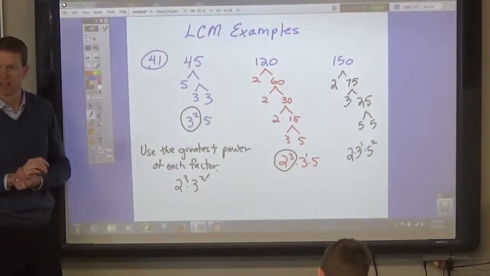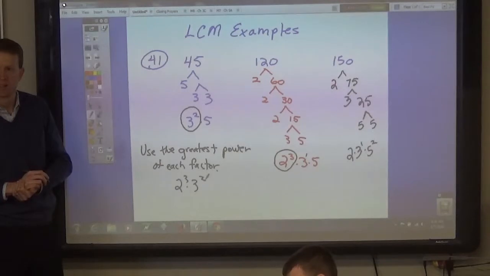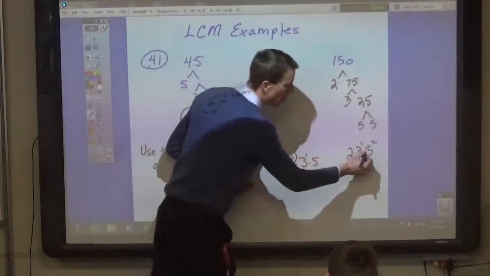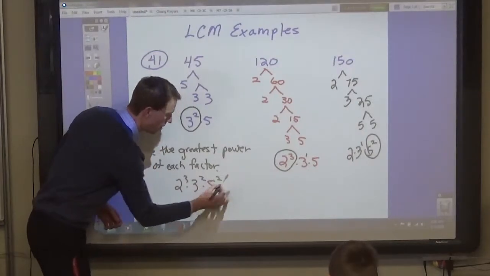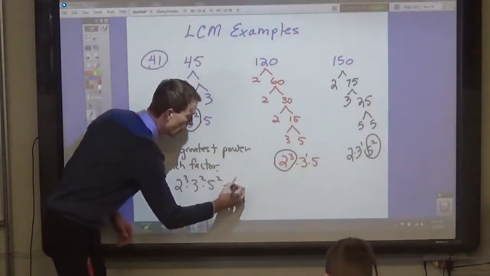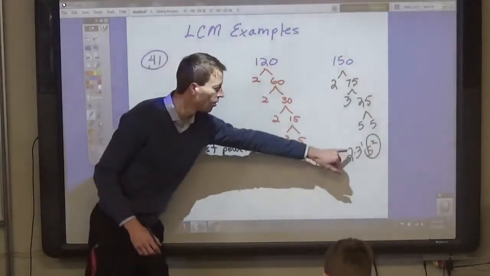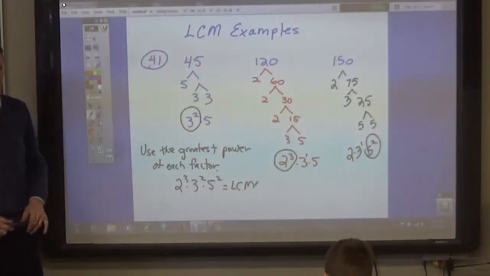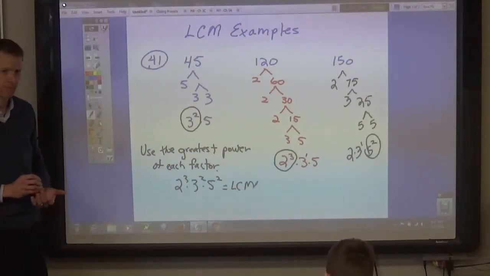Sam, what else do we use? 5 to the second power. Good. The 5 to the second power is the greatest power of the 5. So this is going to make our lowest common multiple, because we've used each of the factors. We've used 2's, we've used 3's, we've used 5's, and we use the greatest power of each one. So multiply that out. You'll probably want to use your calculator.